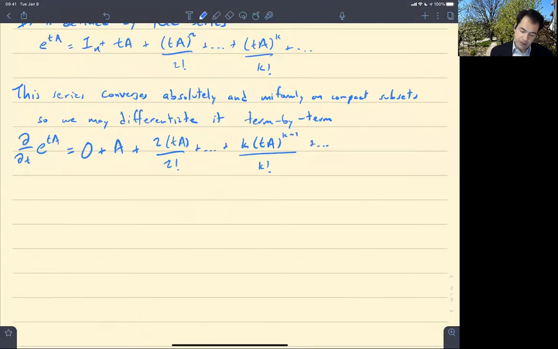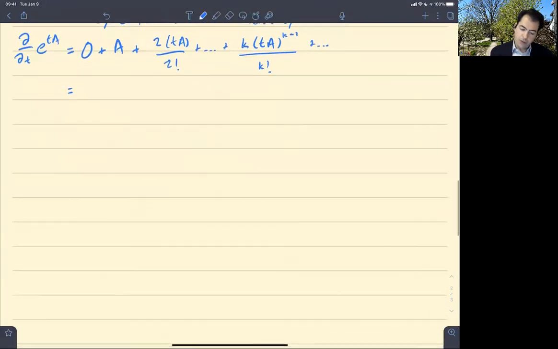And we recognize this. Well, we can pull out a common factor of A, either on the left or on the right. Let's pull it out to the left. Then we would get the identity plus, actually, let's pull out a common factor.